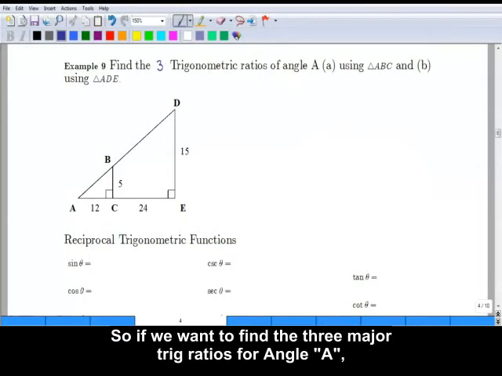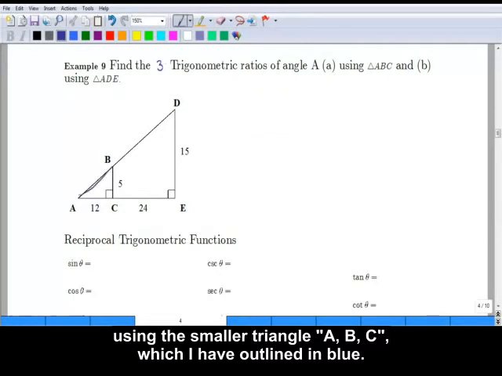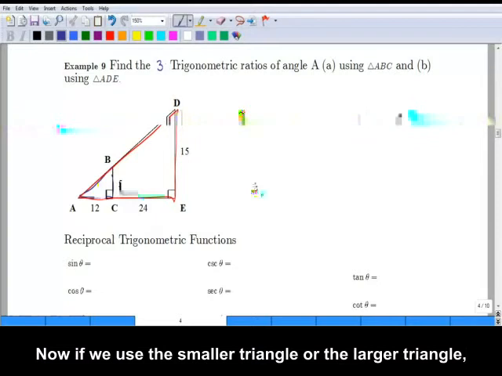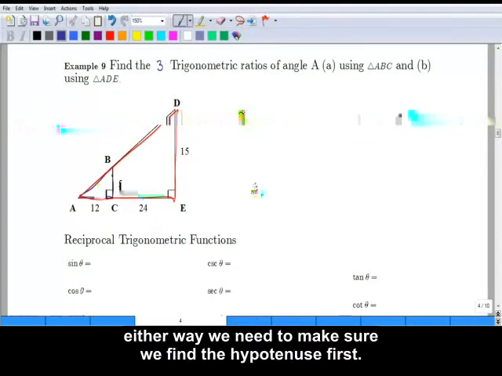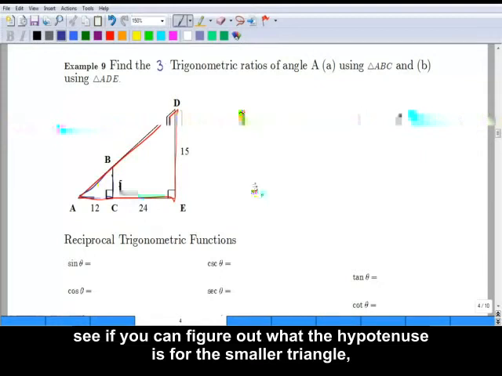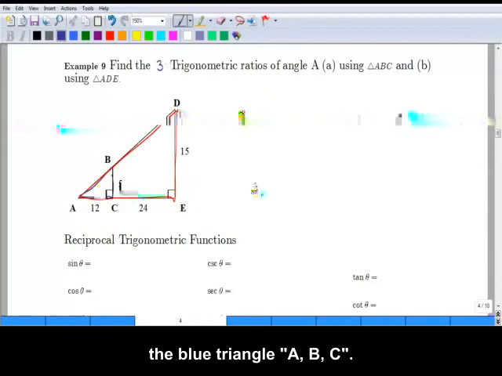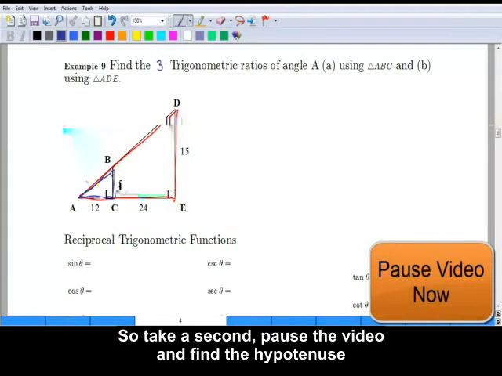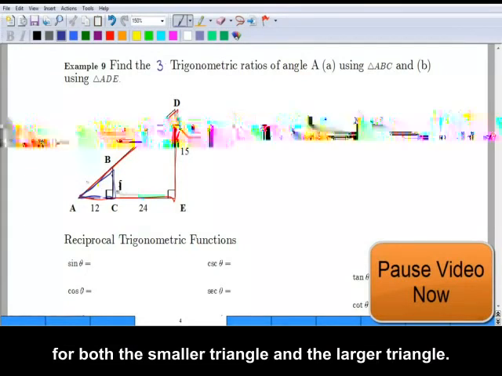So if we want to find the 3 major trig ratios for angle A using the smaller triangle ABC, which I have outlined in blue, or using the larger triangle ADE, which I have outlined in red. Either way, we need to make sure we find the hypotenuse first. So again, going back to Pythagorean triples, see if you can figure out what the hypotenuse is for the smaller triangle, the blue triangle ABC. So take a second, pause the video, and find the hypotenuse for both the smaller triangle and the larger triangle.